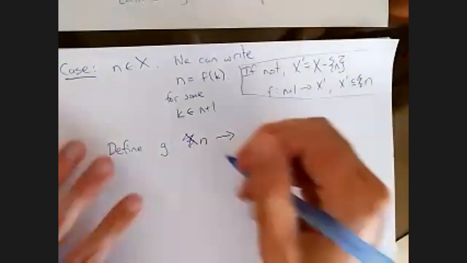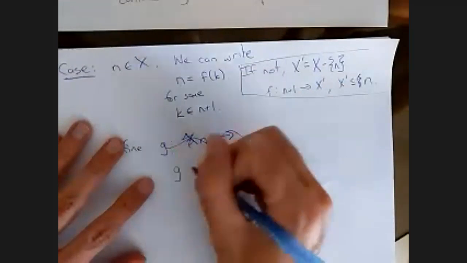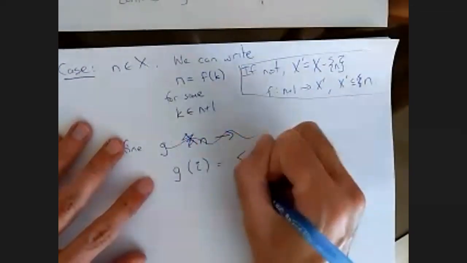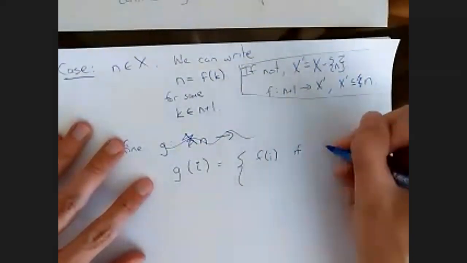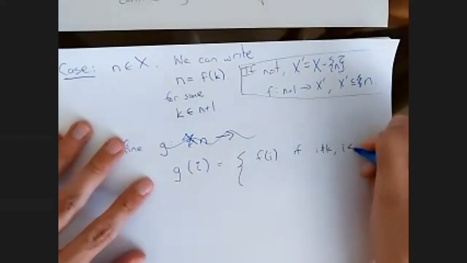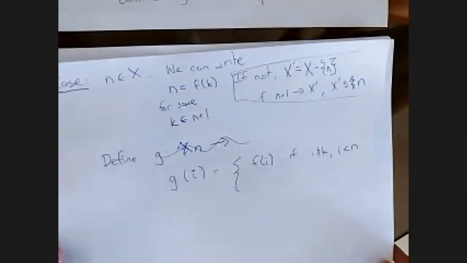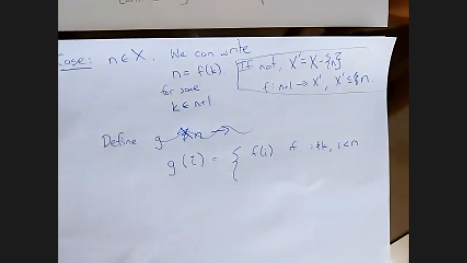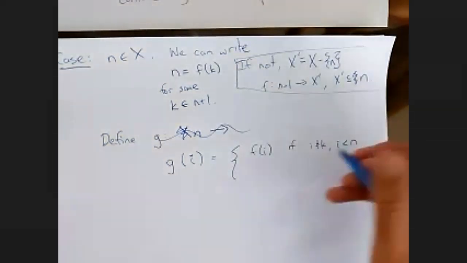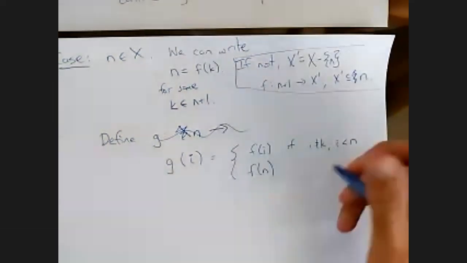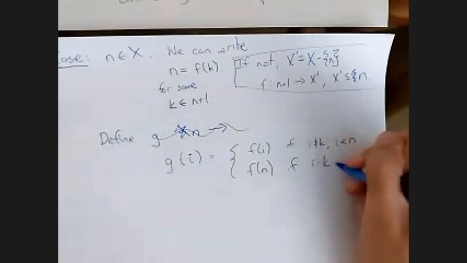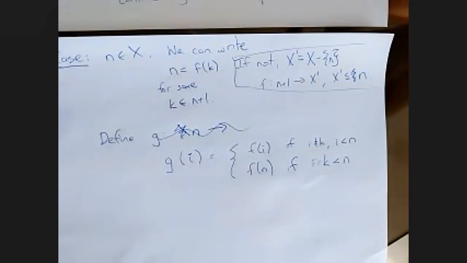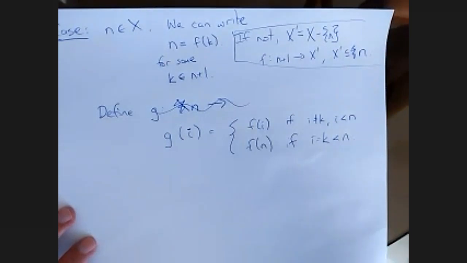Let's define g first and let's see what it is. So we define g of I to be f of I if I is not equal to k and I is less than n. And when I equals k, we just define it to be f of n, which is less than n. Okay, and then what is g?